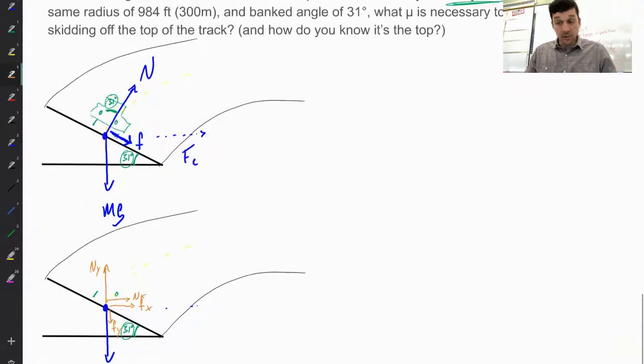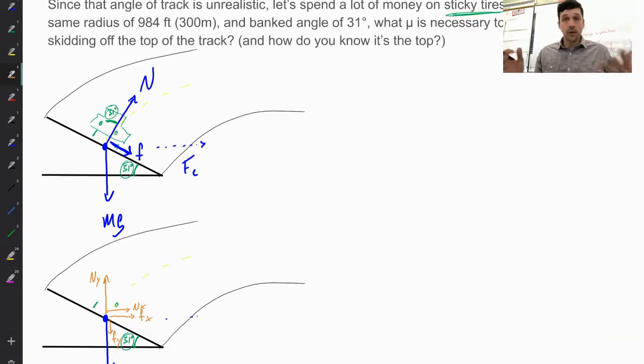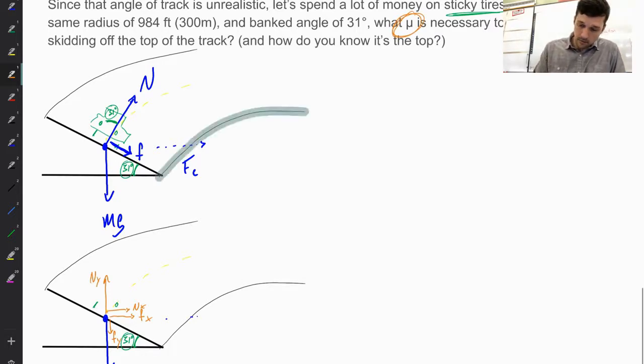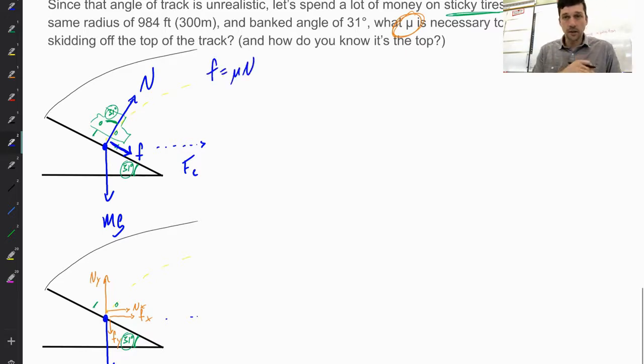Now let's go back and actually read the full question. We're going to need sticky tires. We know that friction is going to be relevant, and we need tires that are sticky enough to prevent sliding. So we would like to know how sticky these tires should be. Let me get rid of that, give myself a little bit more space, and we're going to start figuring this out. I'm just going to say friction equals mu times N, just as a reminder, because that'll come into play pretty shortly.